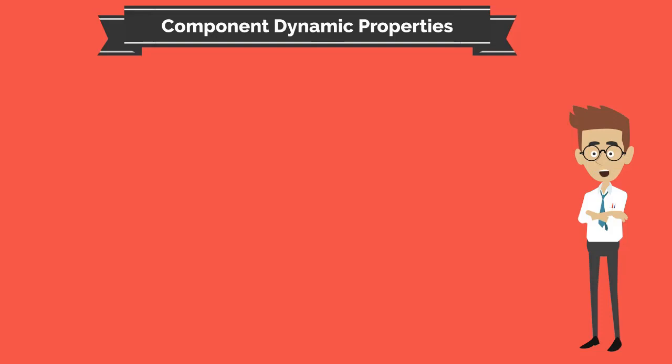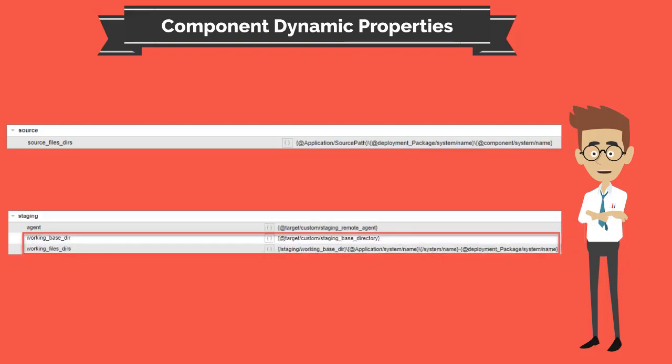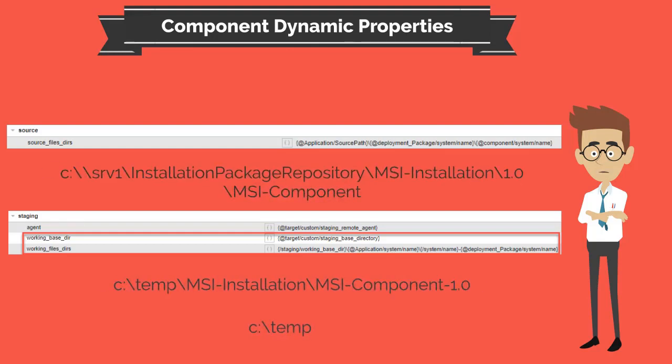Then, I am going to edit the following dynamic properties, source files DIRs. Here, I will set the name of the local directory where the MSI file is stored. Working files DIRs, to set the directory on the staging server after it has been downloaded from the source. Working base DIRs. Here I will define the base directory on the staging server where the package should be downloaded. See an example of evaluated values. Check the documentation for details.